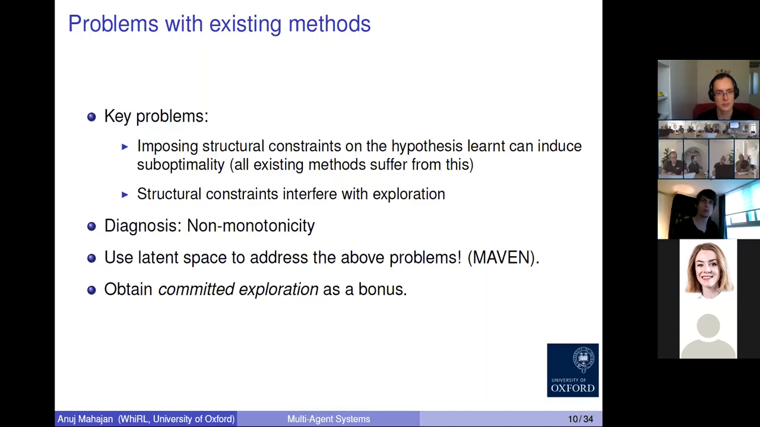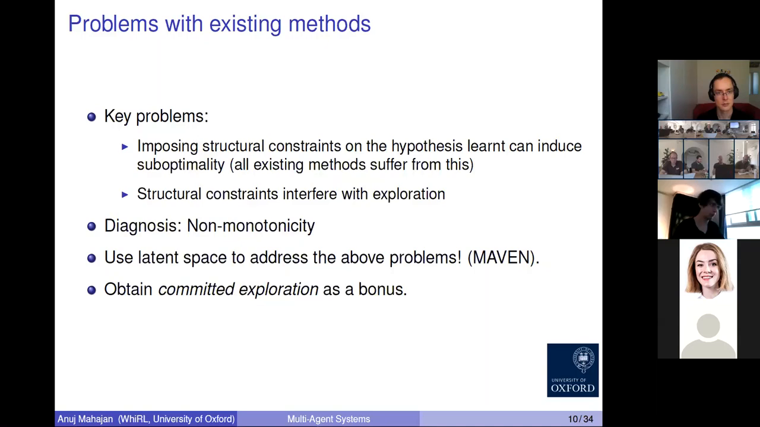So basically, the idea for MAVEN was to use the latent space to address this non-monotonicity problem. MAVEN essentially uses the latent space to come up with multiple hypotheses for solving the problem. So it approximates the given non-monotonic problem with multiple monotonic approximations. And a cool side effect of this is that we can also show some form of committed exploration as a bonus to our agents. Committed exploration is an important aspect for solving reinforcement learning problems, because typically, any kind of interesting exploration has a long-term nature, in that you commit to a particular kind of behavior for a very long time to see how it turns out. And so I think it's very important to develop those kinds of methods as well.